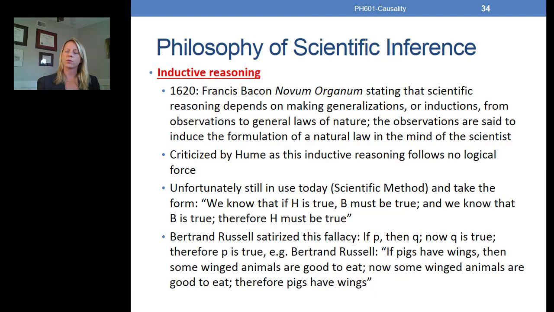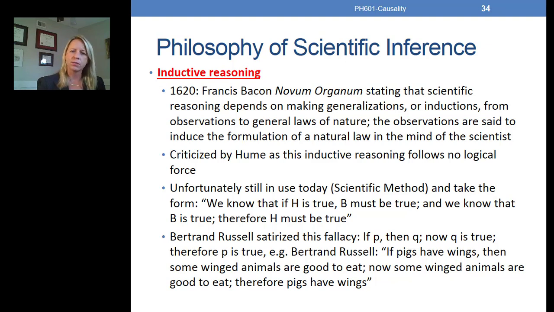So I just want to briefly walk through some philosophies about scientific inference, and I'm going to go through this really quickly. This is just hopefully a refresher from some of the information you've learned in the past, maybe in a biology course or a philosophy course, but thinking about different ways of scientific inference.